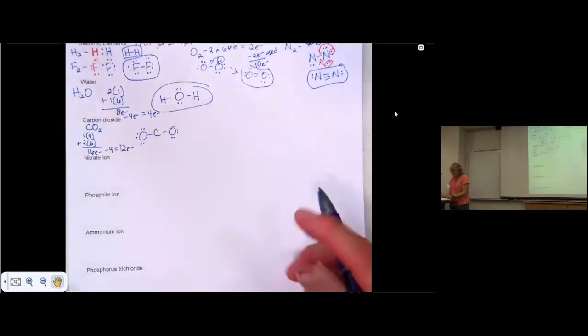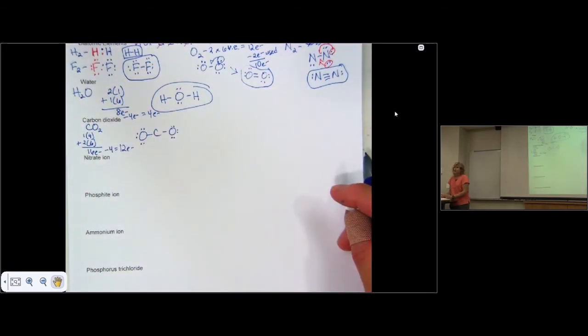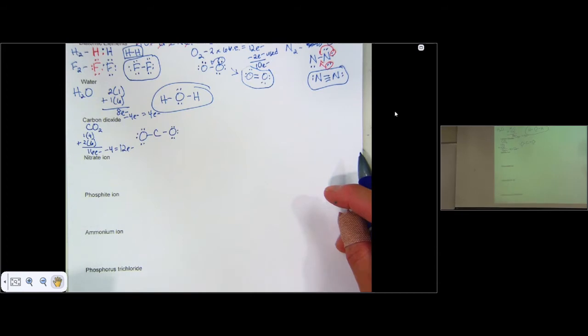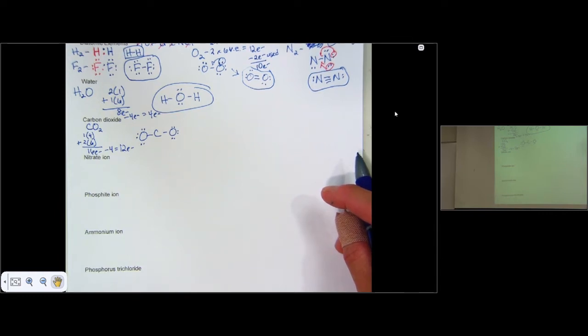Now, going back to our drawing. Are the oxygens stable now? Are we done? No. Why not? Carbon does not have 8. How many does carbon have? 4. Now, there's 2 things you could do to make this stable, but there's only one thing that's right. What are the 2 things that could be done? Has anybody already figured it out? Where and how many? 2. Make 2 double bonds is the right answer.